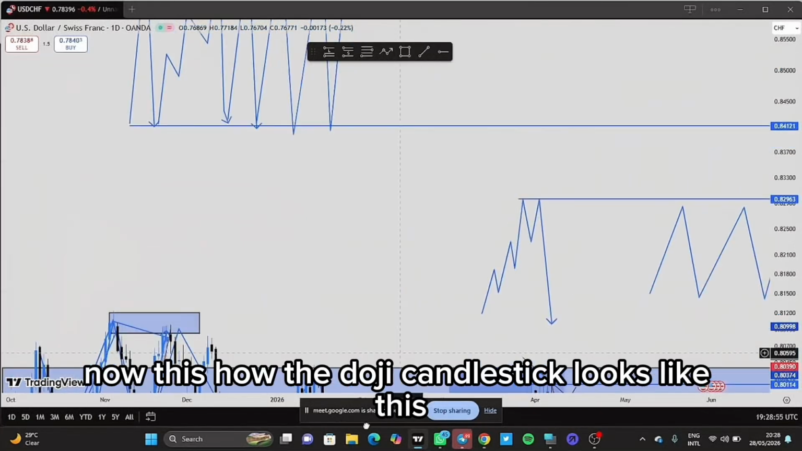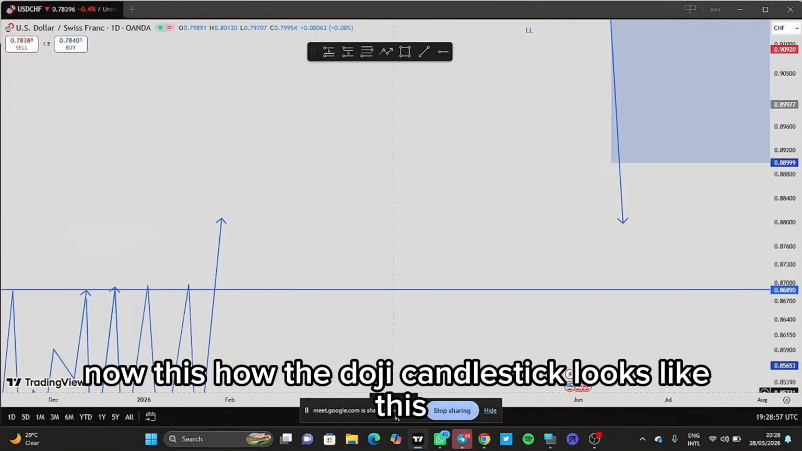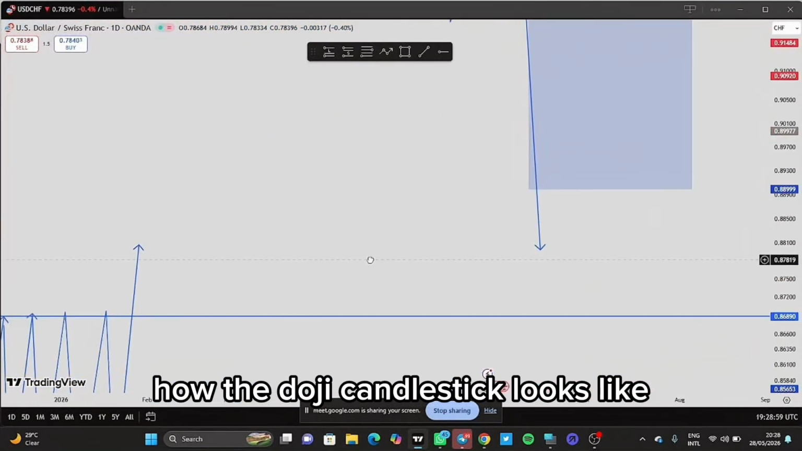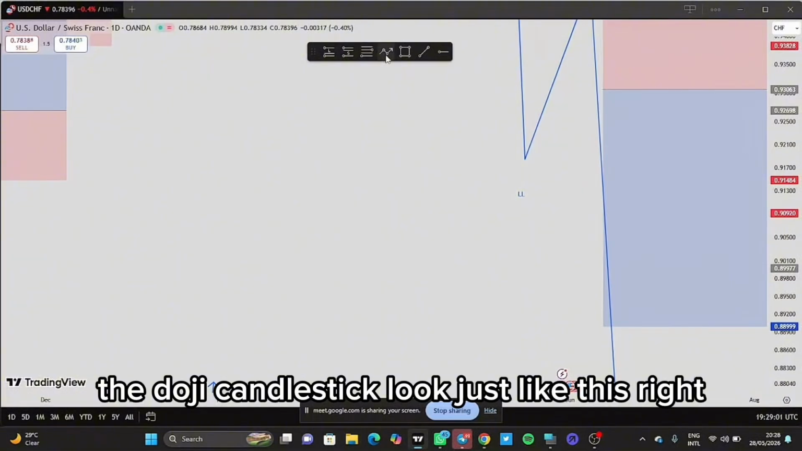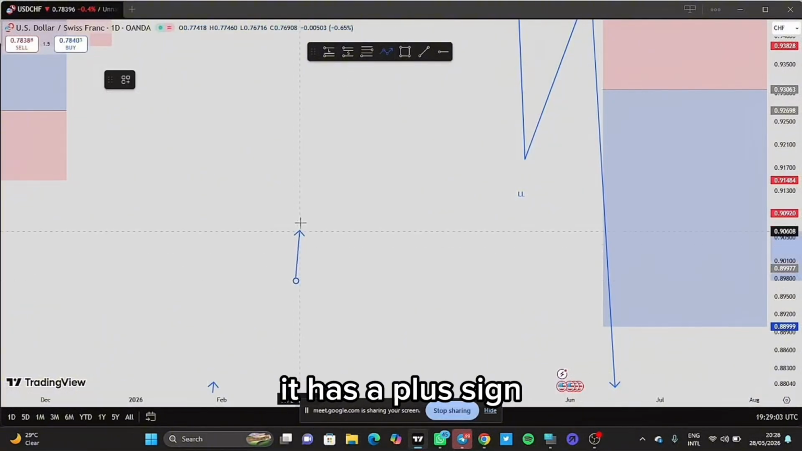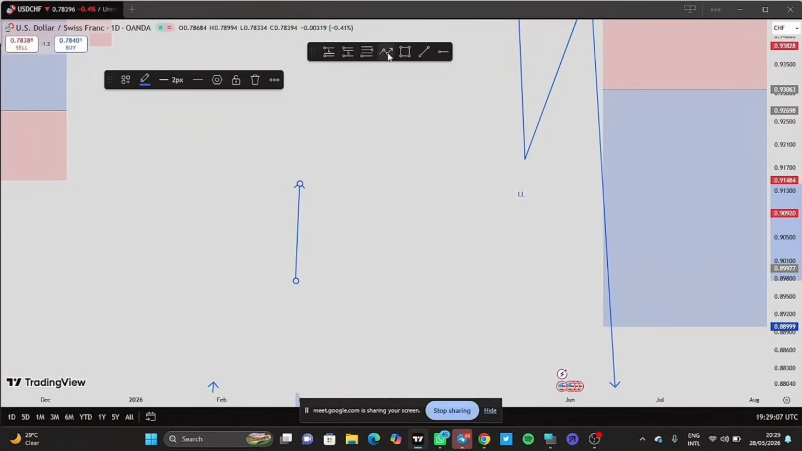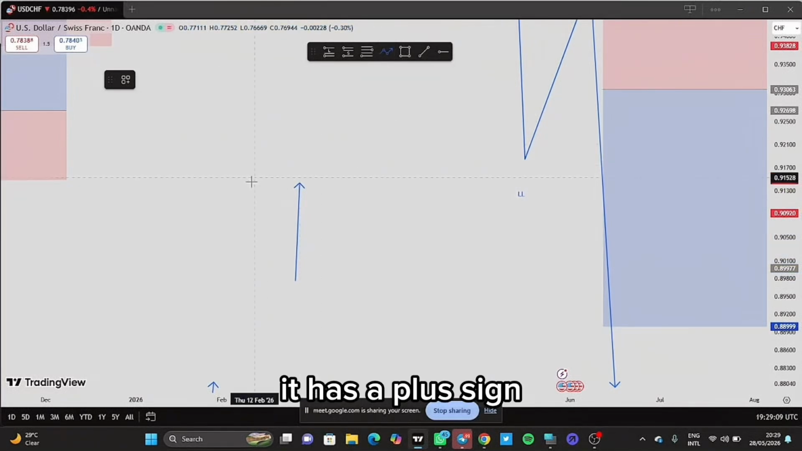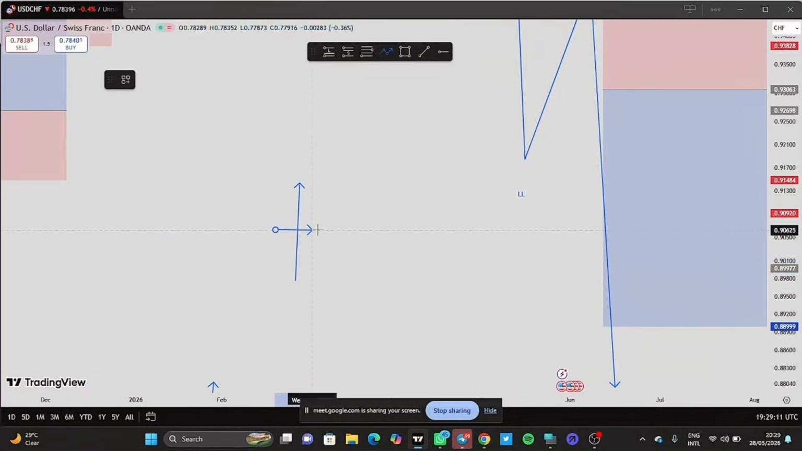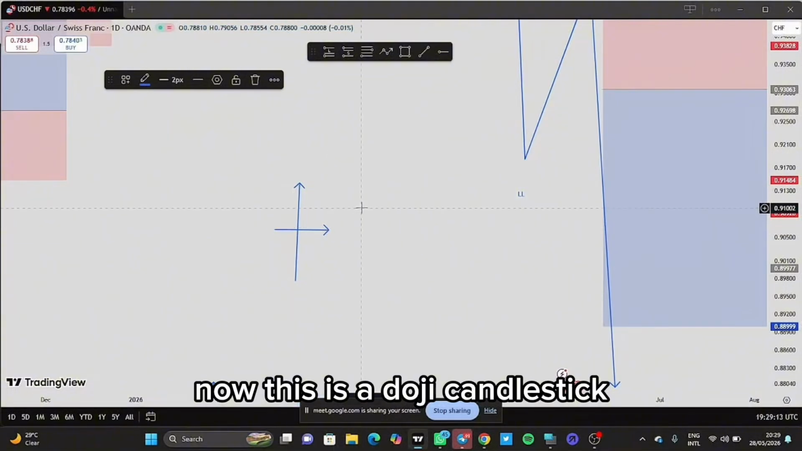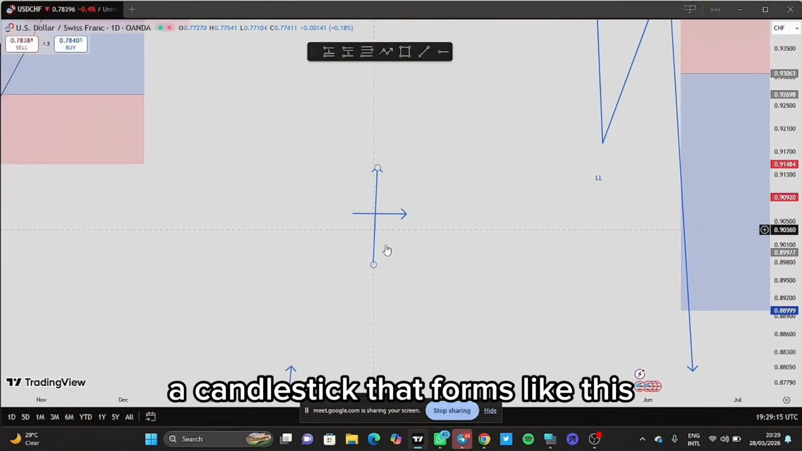Now, this is how the Doji candlestick looks like. The Doji candlestick looks just like this. It has a plus sign. Now this is a Doji candlestick, a candlestick that forms like this.